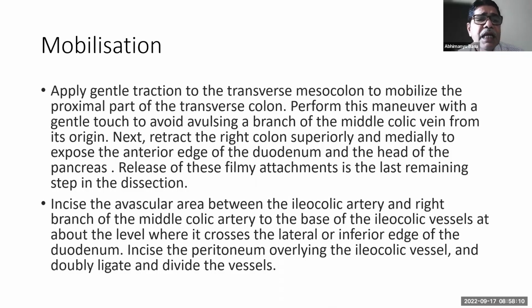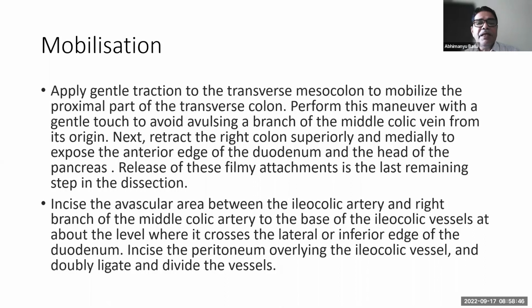So now, gentle traction of the transverse mesocolon to mobilize the proximal part of the transverse colon. Perform this maneuver with a gentle touch to avoid avulsing the branch of the middle colic vein from its origin. Next, retract the right colon superiorly and medially to expose the anterior edge of the duodenum and the head of the pancreas. So release of these filmy attachments is the last remaining step of dissection. If you dissect like this, automatically total mesocolic excision is done.